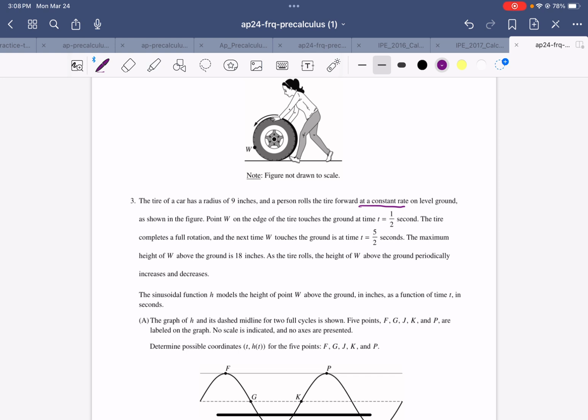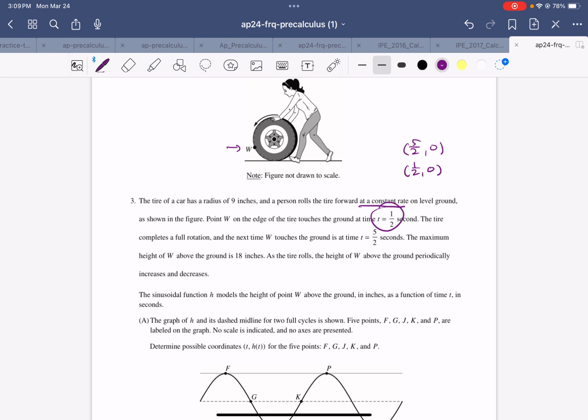The point W is right here, on the edge of the tire. It touches the ground at time t equals 1/2. So the height when t equals 1/2 is 0, right? It touches the ground. The tire completes a full rotation, and the next time W touches the ground is 5/2 seconds. The height is 0 because it touches the ground.